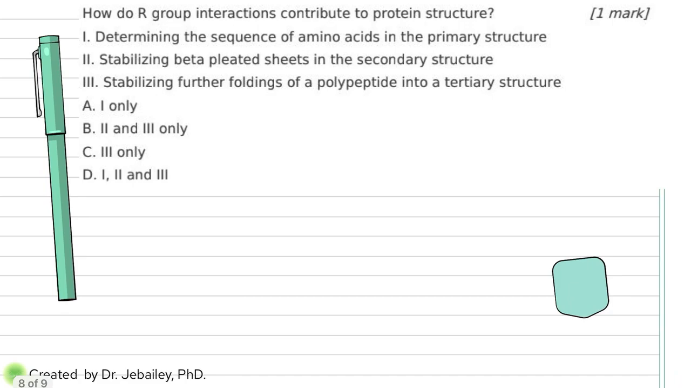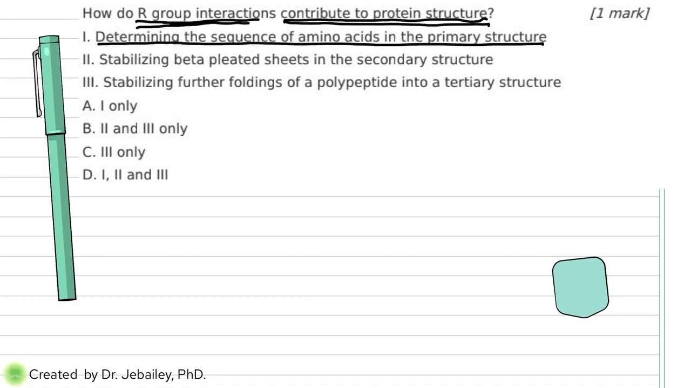And then we have, how do R group interactions contribute to protein structure? You see how many questions come about protein structures? 7.3 is a lot about that. So again, how do R group interactions contribute to the protein structure? That means, how do they shape the protein? Determining the sequence of amino acids in the primary structure? No. The sequence comes from the beginning, from DNA and mRNA.